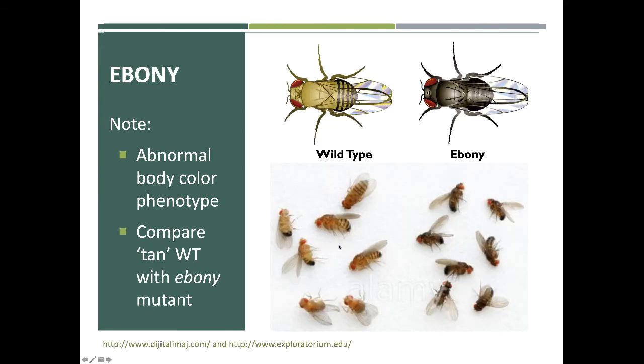So here's ebony. Wild type flies here, and then the ebony mutants here. These are a little bit more distinguishable than the yellow abdomen phenotype. Their abdomens are a much darker color, and the contrast is a little stronger. So it's easier to identify those, I think, than the yellow.